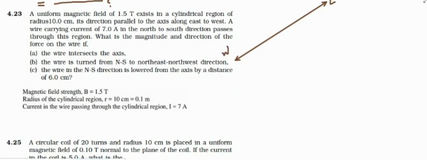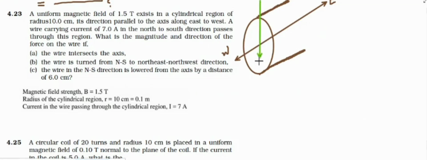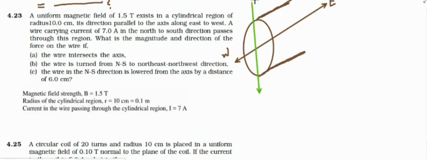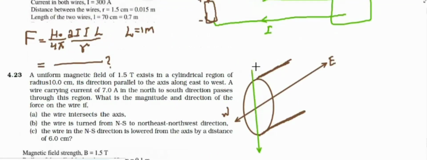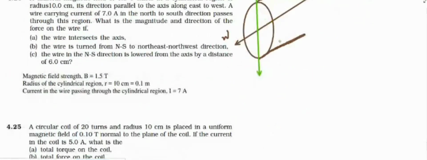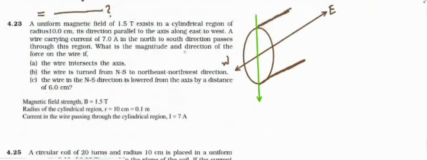East to west direction. Now here a cylindrical region. The magnetic field we can take like this, a cylindrical region in this way. So here the cylinder, only in this region the magnetic field is present. Then a wire carrying current is vertically like this, and current direction is given. Current direction is from north to south.